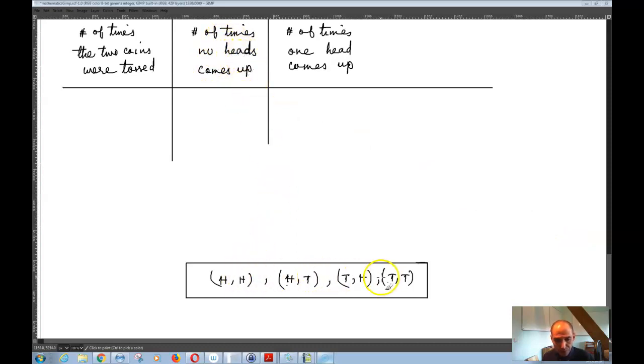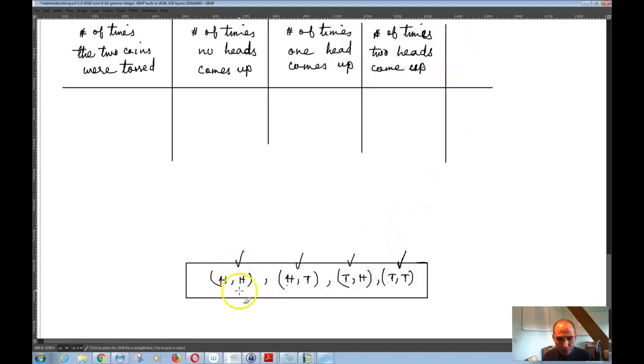And then, for example, the number of times no heads comes up. So no heads would be, for example, this case here, while over here you have one head, over here you have one head, and you have two heads here. Or the number of times one head comes up would be these three over here. Or the number of times two heads come up, that would be only this one possibility over here. Except for this one, none of these can be accepted as the answer.